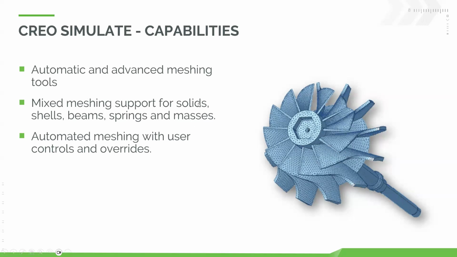For the meshing support as well, it supports different types of geometry. If you're working with shells, with beams, with springs, with masses, with solids, it supports all of those. And you can override, of course, if there's something you're not satisfied with, you can override that.